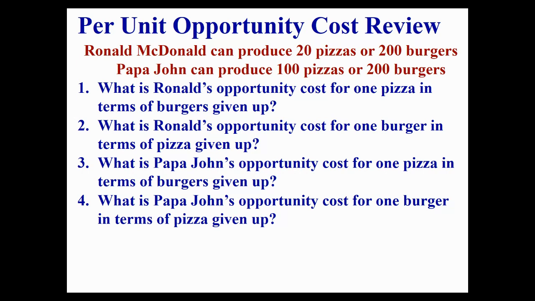Papa John's could produce 100 pizzas or 200 burgers. Now, if we say that they have a constant opportunity cost and we split it in half, we could say Ronald McDonald could make 10 pizzas and 100 burgers. We could say Papa John's could produce 50 pizzas and 100 burgers, right? At the same time, that would be a point on the given line.